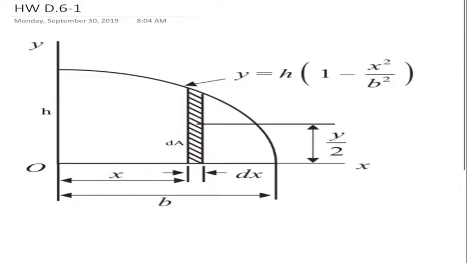I'm going to record the solution for homework D.6-1. Okay, so here we have a parabolic semi-segment where we need to calculate the product of inertia Ixy. As we can see in the picture, this parabolic semi-segment is described by this equation, h times (1 minus x squared over b squared). The base is b, the height is h.